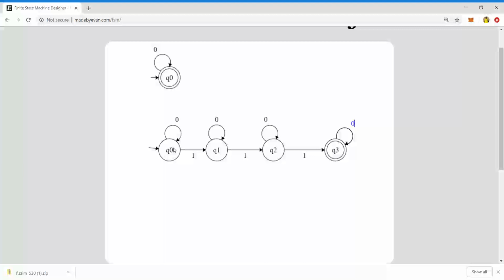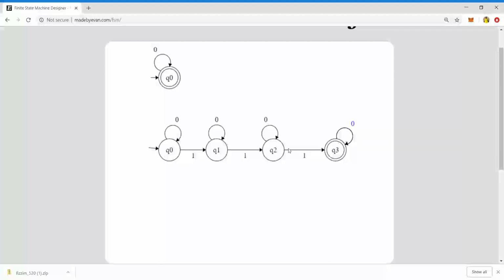Just remember 3n. If n is 1, there are only three ones, but any number of zeros, and here you can find it accepts all the strings with any number of zeros and three ones. But now we need to generalize this for 3n, where n is greater than or equal to 0. Now we will consider what if there is a fourth one, fifth one, and sixth one, again it should be accepted by the finite automata.